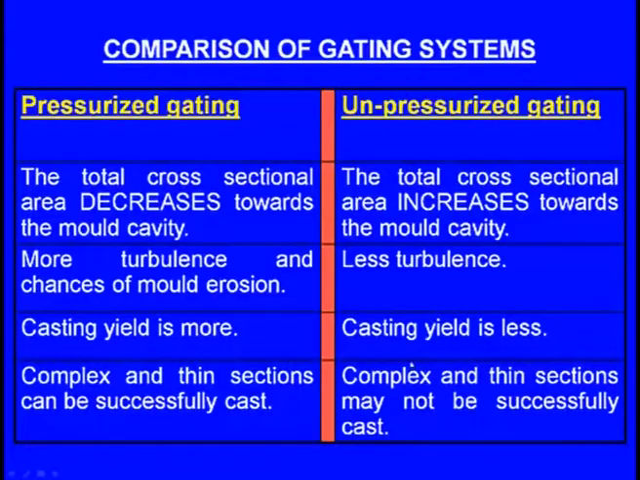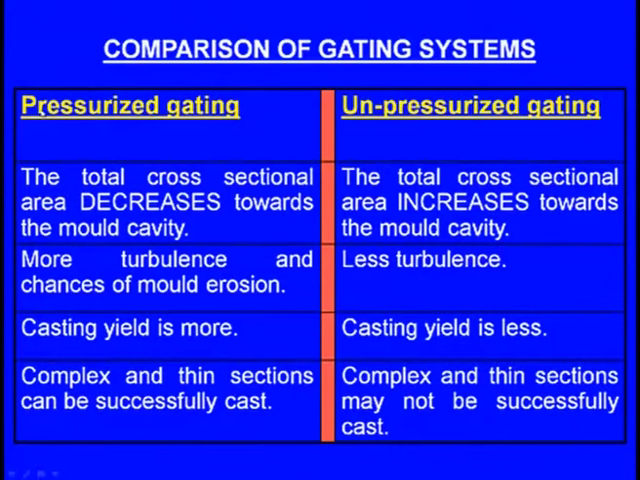Then what happens in the case of the unpressurized gating system? As we go from choke to inside, the gate cross sectional area will be increasing. Then it requires more metal for filling the gating system and the mold cavity. The total consumption of the liquid metal will be increasing. Finally, the casting yield is less. So this increases the cost of production for the foundry.